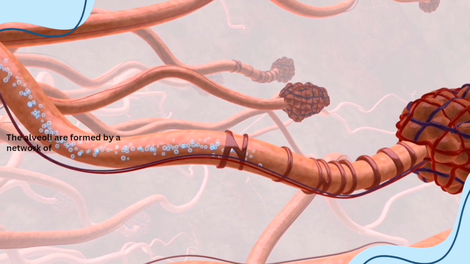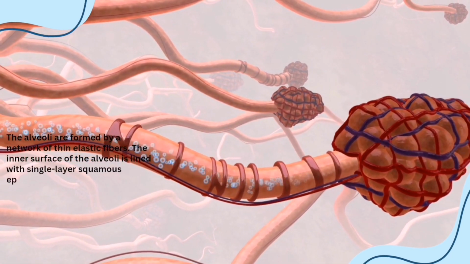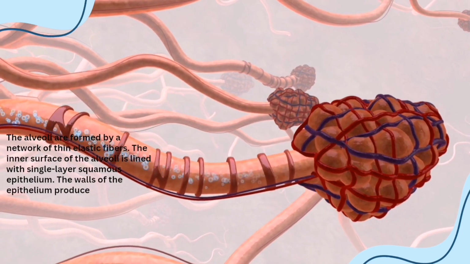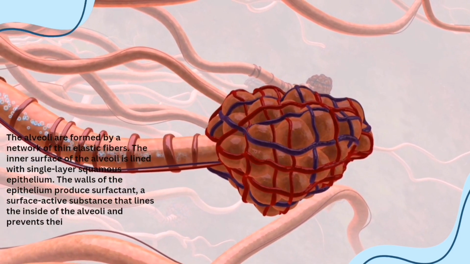The alveoli are formed by a network of thin elastic fibers. The inner surface of the alveolus is lined with a single layer of squamous epithelium.